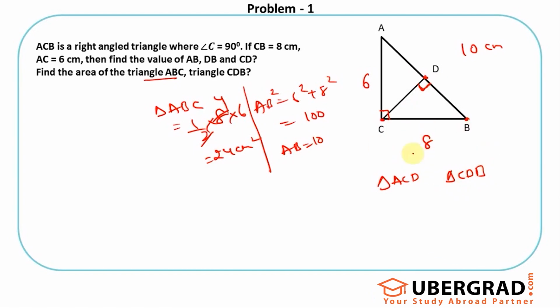It does not look so because the triangle is tilted in a different angle. Let me draw it like this. A, C, B, this is 90 degrees, right? C, D and B, D is 90, right? So that's why I'll put D here.